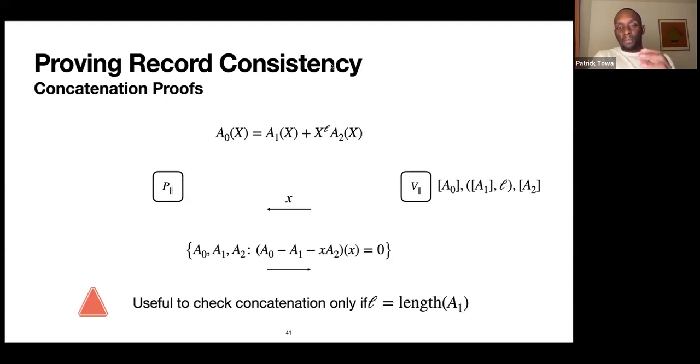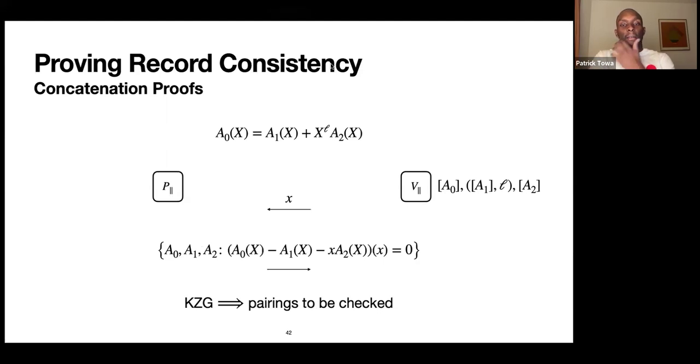So, like I said before, this thing is only useful if you know that L is the correct length. And by the way, since I'm using KZG to verify this, there are going to be pairings, but I'm just going to ignore them in the talk because it adds an extra complication, which is in spirit not very different from what we're going to do for the rest.